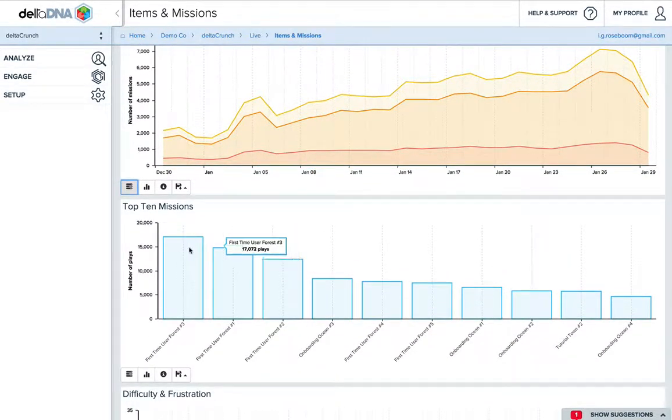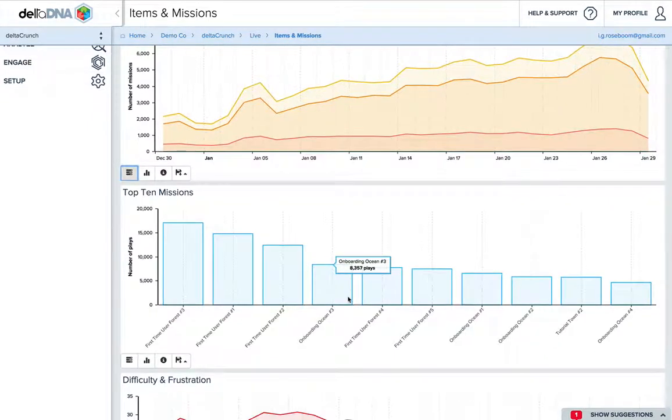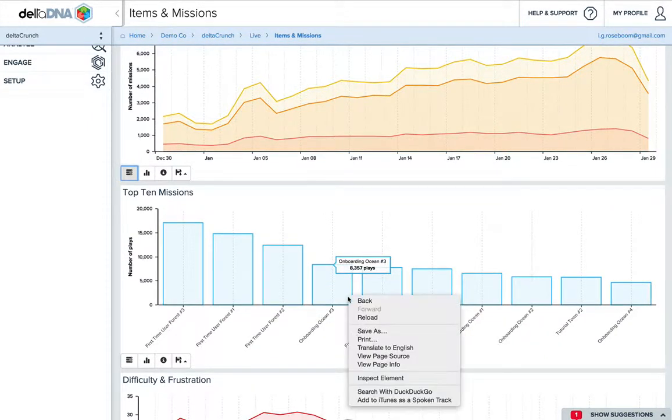This will be, if you have a linear game, in other words, if you do your missions one by one, essentially like a mission funnel. If not, then it's going to tell you which missions are the ones which are most played. And again, this is using the information that you pass in the mission name parameter on mission events.